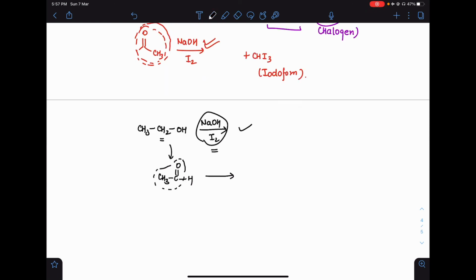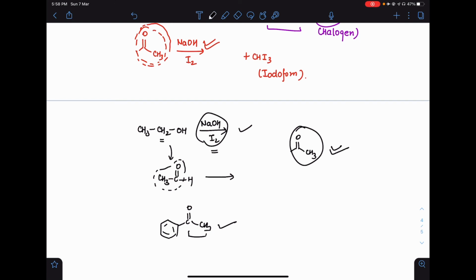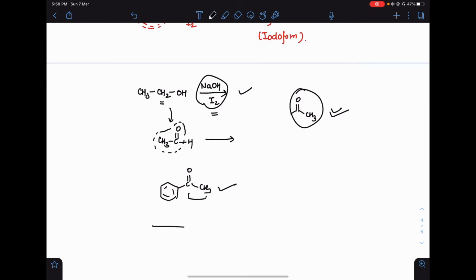So for example, if someone asks, will this compound show the iodoform test? The answer is yes, it will. All the compounds containing a C double bond O CH3 group will show this iodoform test. That means methyl ketones will definitely show it, acetaldehyde will show it, and all the alcohols which can be oxidized to either a methyl ketone or acetaldehyde will also give the iodoform test. So I hope you understood enol and reactions related to enol. That's it for this time. See you soon.